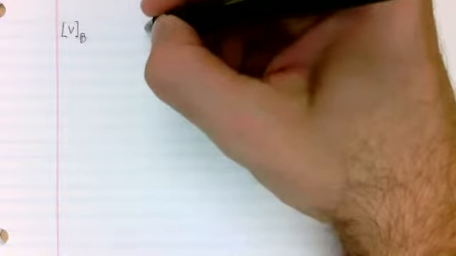Suppose we know what a vector is in terms of some basis B, and we'd like to re-express that vector in terms of a different basis C. How can we go about that? Well, as it turns out, by matrix multiplication.